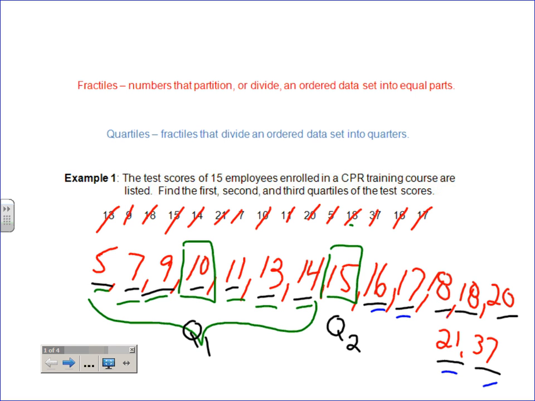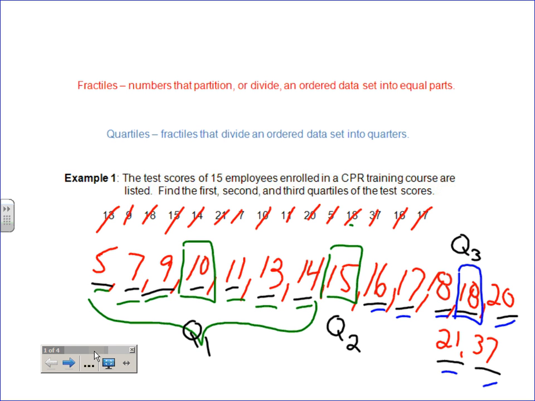I got 18. And what would we call it? Quartile 3. So have we found the first, second, and third quartiles? Again, why are they called that?